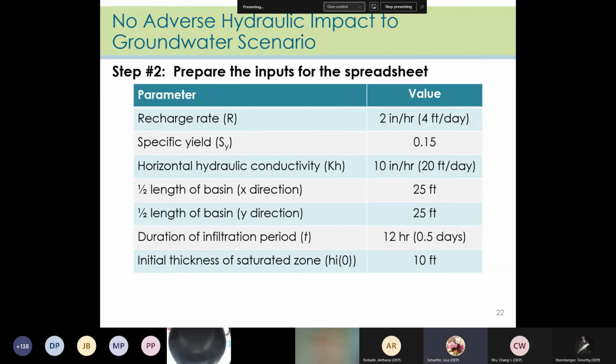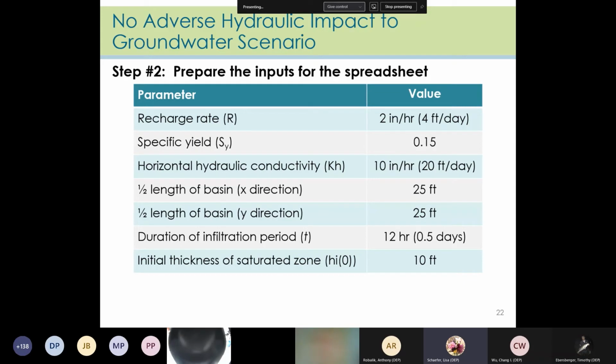So I just made a table of the inputs, and they're organized to follow the order that they're in the Hunter spreadsheet. So recharge rate is first, and if you're using an older version of the spreadsheet, you would have to convert it, 2 inches an hour to 4 feet per day for the older version. So that is our R value on the top line.